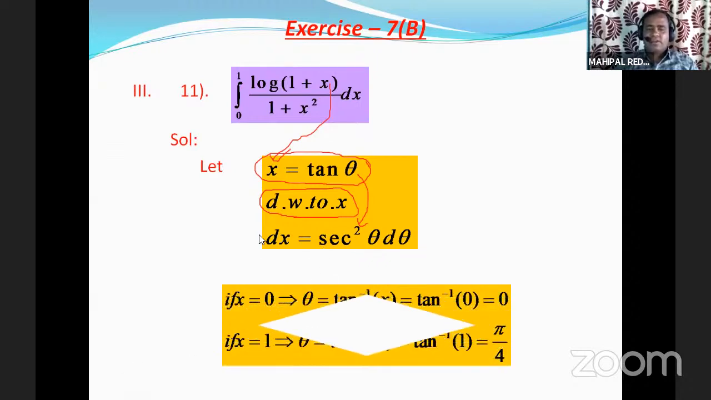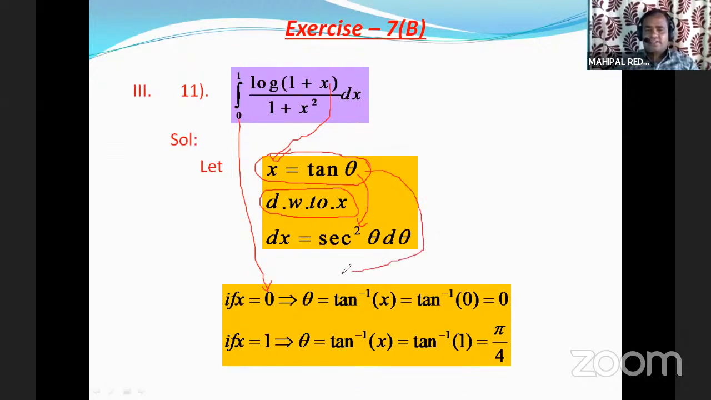Now, this is a different integration. When you follow the substitution method, one variable is transformed into another variable, so we also have to transform the limits. First, the lower limit: what is the lower limit here? The lower limit is 0, that means x equals 0.